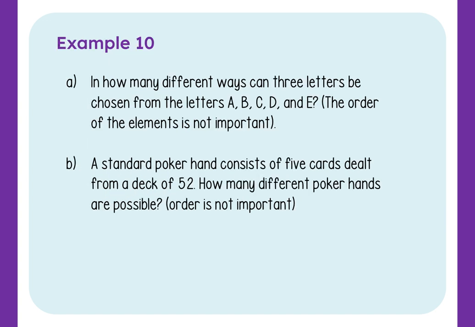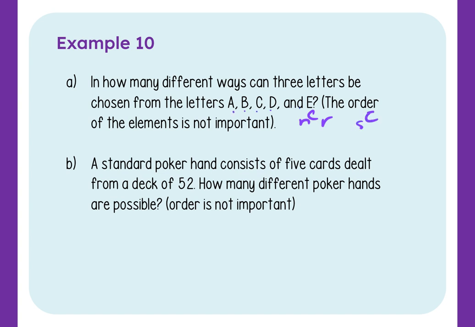So example 10 says, how many different ways can 3 letters be chosen from A, B, C, D, and E? So if they are being chosen and it says the order of the elements is not important, is that a combination or a permutation? This is a combination, so I'm going to do nCr. So if it's not important, you just get rid of the r factorial on the bottom? No, if it is important, you get rid of it. If it's not important, the r factorial is on the bottom. Yeah, because it should be a smaller number. Yep. All right. So what is my n?